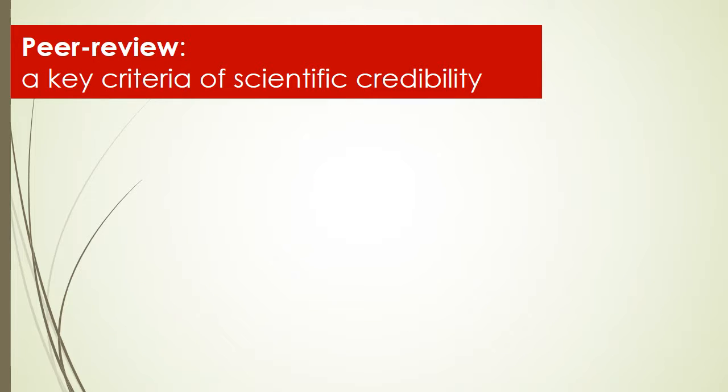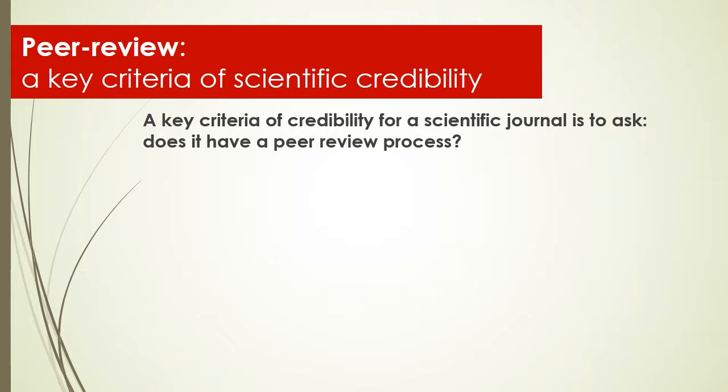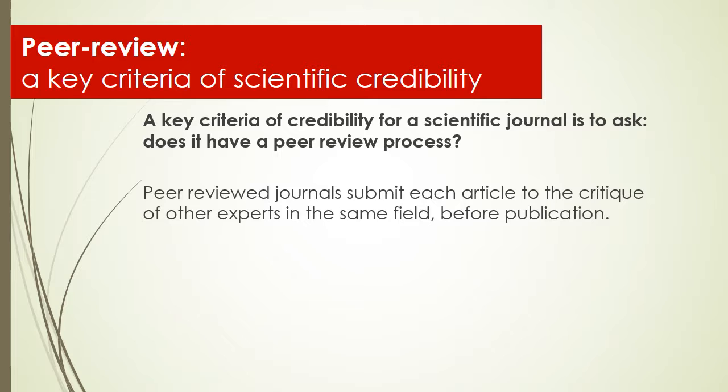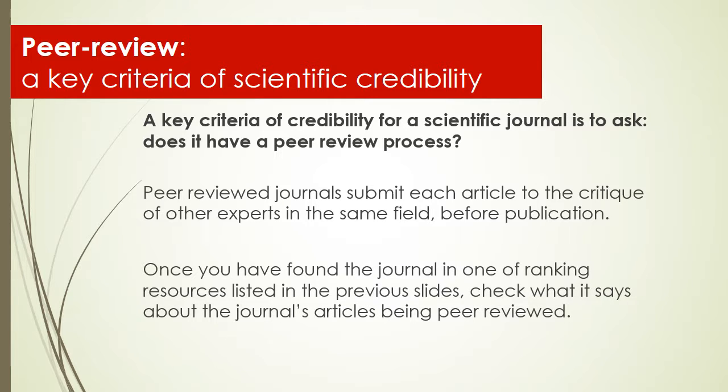Using ranking systems to rank a scientific journal is using brute force. If you want to understand why a journal is highly respected, you check if it implements a peer review process. It is a key criteria for the credibility of a scientific journal. Peer-reviewed journals submit each article to the critique of several experts in the same field, and they do this before publication. Once you have found the journal in one of the ranking resources listed in the previous slides, you can check if it says something about the journal implementing peer review.